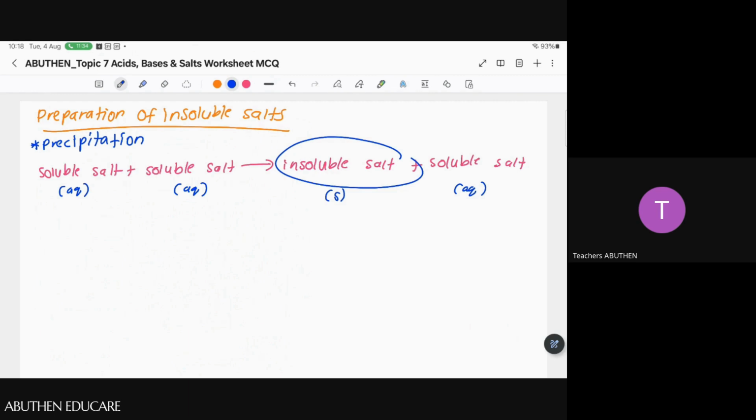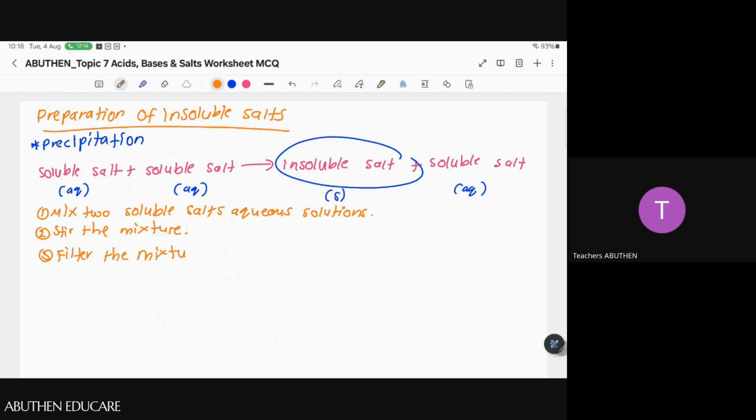Very famous question in the exam: they will ask you to briefly describe the steps. Step 1, you just mix 2 soluble salt aqueous solutions. Number 2, stir the mixture. Number 3, you need to filter the mixture. When you filter the mixture, you are going to get 2 things. Let me show you here.